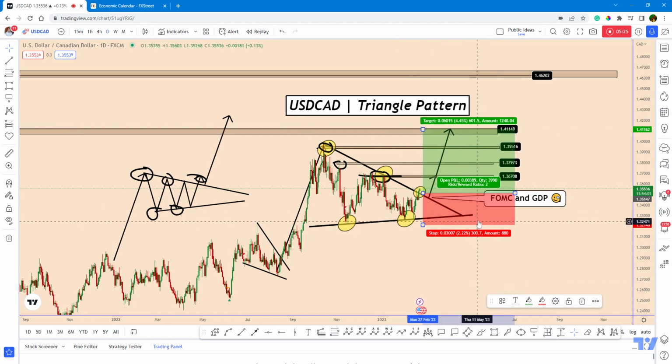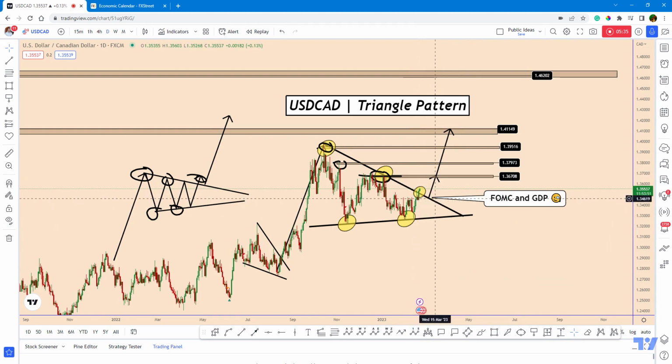However, the stop loss all the time is placed in accordance with the pattern that we are trading. So the bigger the pattern, the bigger the stop loss. The entry point should be found on a lower time frame. However, this is showing a potential bullish movement. So let's see how this pattern will develop and if this is going to be the right pattern this time. So that's all for USDCAD.